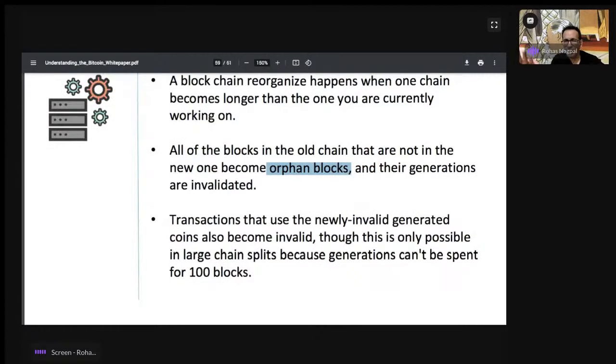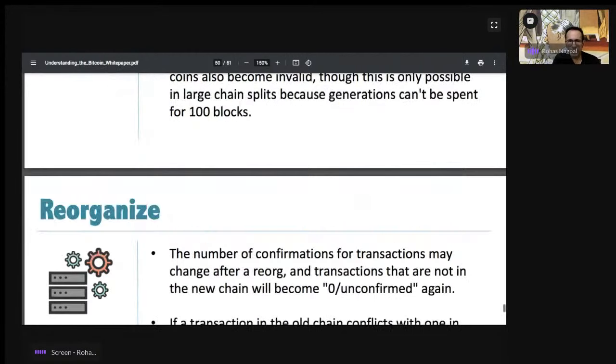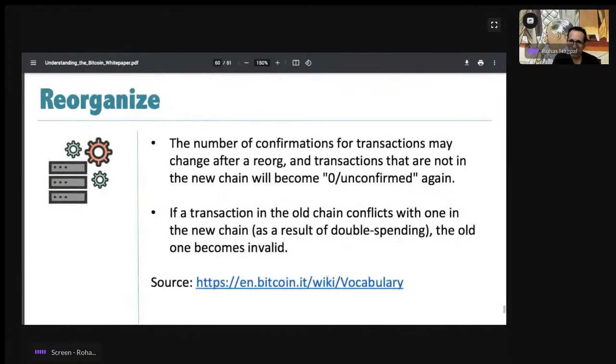In Ethereum, we call them uncles. Here we call them orphan blocks because they have no parent. They are not connected to the Genesis block, right? That's about it, I think.